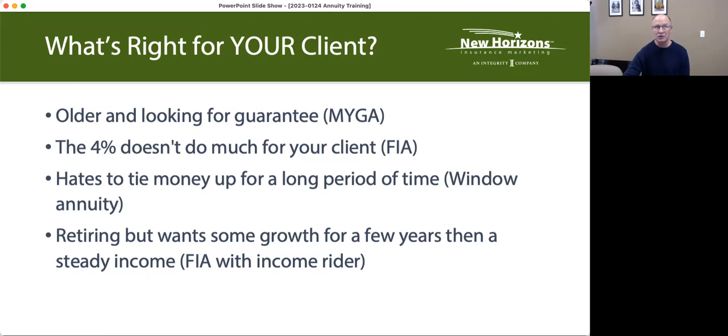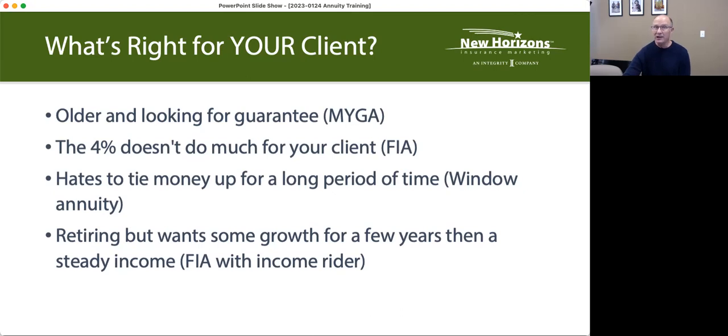Second bullet is sometimes you'll come across clients for whom 4% is just not real exciting. They're used to the market a little bit more. They might have been nicked up a little on recent market performance, but they are looking for something with bigger gains, not willing to take huge risks, but wanting something that might perform a little bit better. We would introduce that client to a fixed indexed annuity, an FIA, and then we can drill down on allocations once we establish a product.